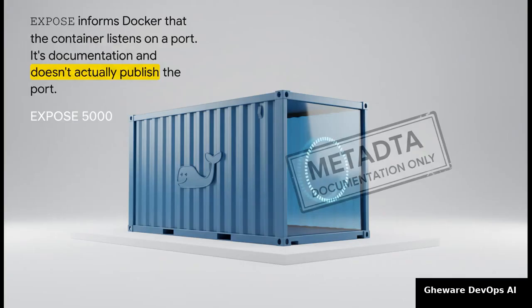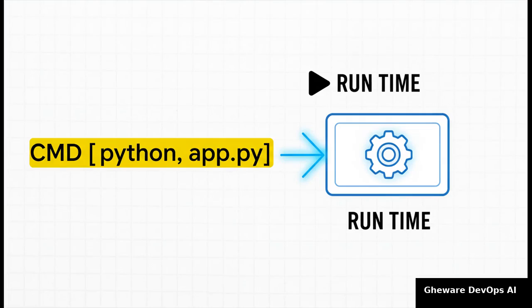Now, EXPOSE is a classic gotcha for beginners. A lot of people think this command magically opens a port on their computer. It doesn't. EXPOSE is literally just documentation. It's like putting a label on the container that says, hey, the app inside me likes to listen on this port. You still have to do the actual port publishing later when you run it. And that finally brings us to CMD. So, while RUN happens at build time, CMD is what happens when the container starts.